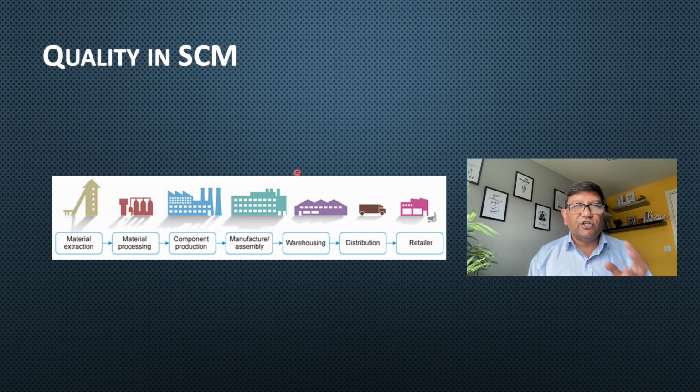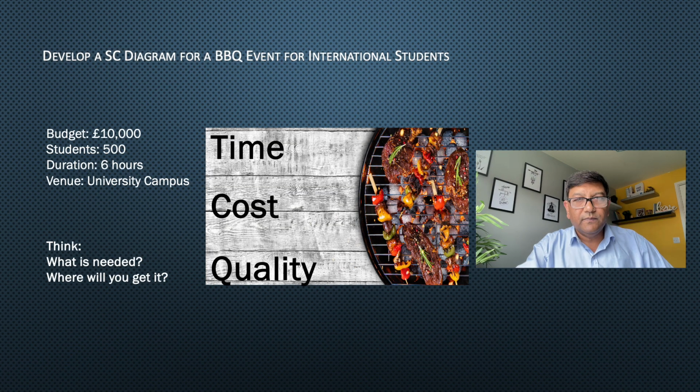And again, there is a trade-off between time compression, cost reduction, and quality improvement. Reducing time can impact quality, and reducing cost can impact quality as well. So this is what we are going to learn further: how we can reduce the cost and time, and at the same time enhance the quality of our product and services in the supply chain.